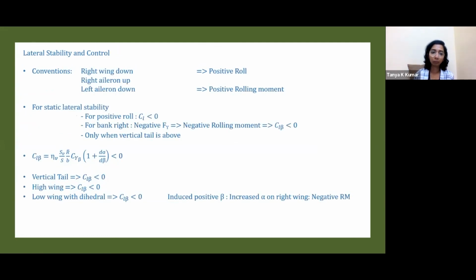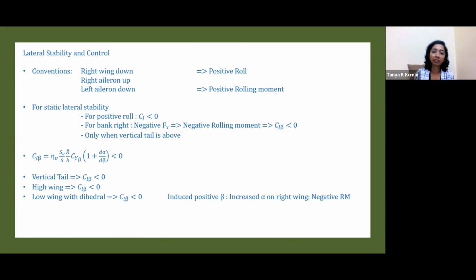Then we moved on to lateral static stability, and we again went over conventions where right wing down is considered positive. To achieve right wing down, we deflect the right aileron up, so it reduces the lift on the right wing. And then we deflect the left aileron down, which increases the lift on the left wing. So overall, the aircraft rolls towards the right. So that is positive rolling moment.